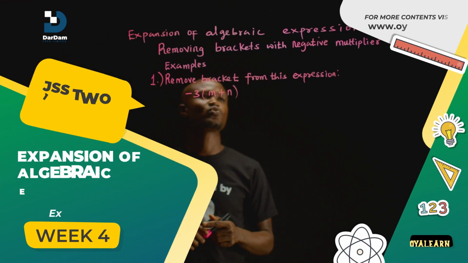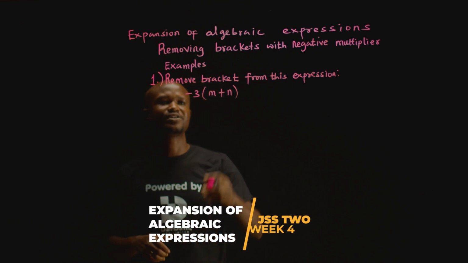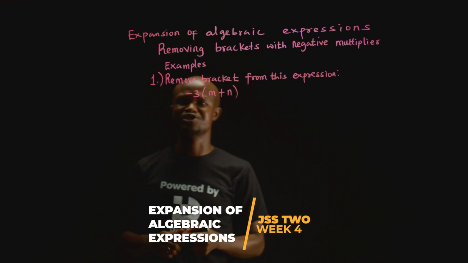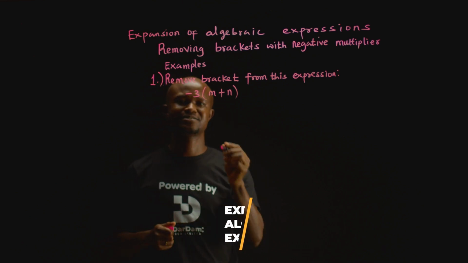Removing brackets with negative multiplier. Examples. Remove bracket from this expression: minus 3 into bracket m plus n. Solution.